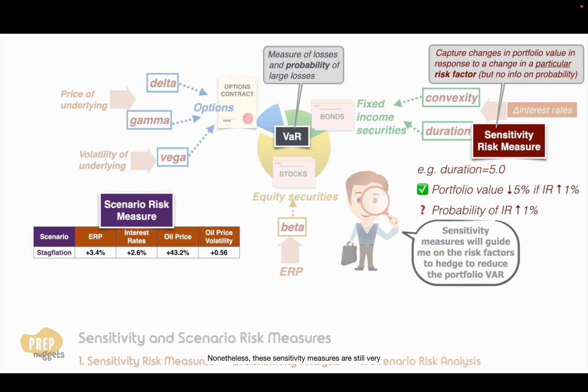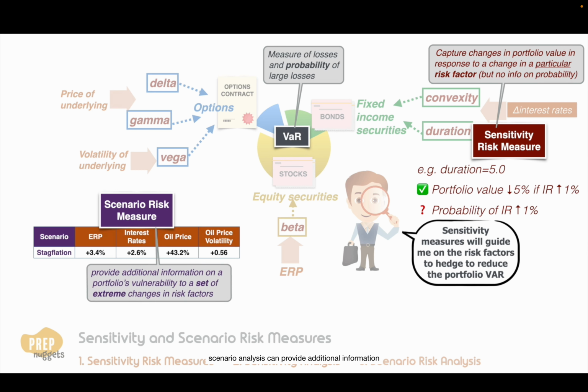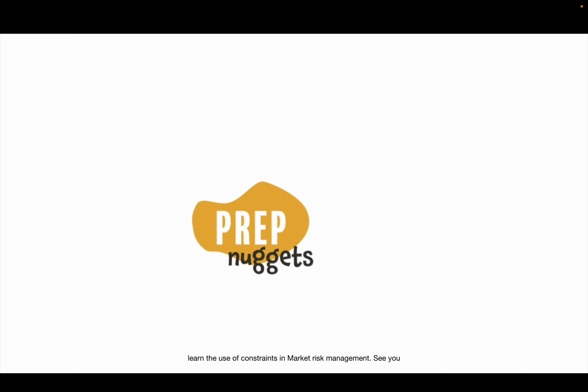Nonetheless, these sensitivity measures are still very useful in that they allow us to take a much more detailed look at the relationships driving the portfolio risk. If the risk manager finds the VAR unacceptable, the sensitivity measures will guide him on what are the risk factors to hedge to reduce the portfolio VAR. Scenario analysis can be seen as the final step in the risk assessment and management process. For a firm that has limited its risk through a maximum VAR, limits on position sizes, limits on specific risk exposures, and so on, scenario analysis can provide additional information on a portfolio's vulnerability to a set of extreme changes in risk factors. And that concludes this lesson on sensitivity and scenario risk measures. Next, we learn the use of constraints in market risk management.